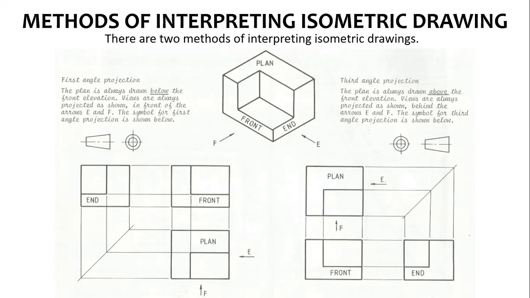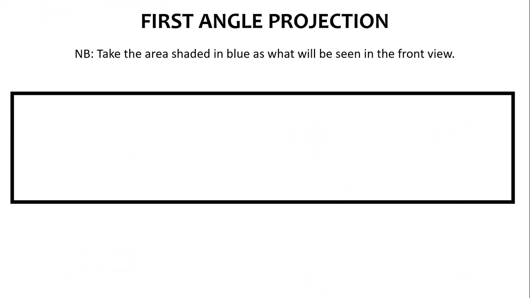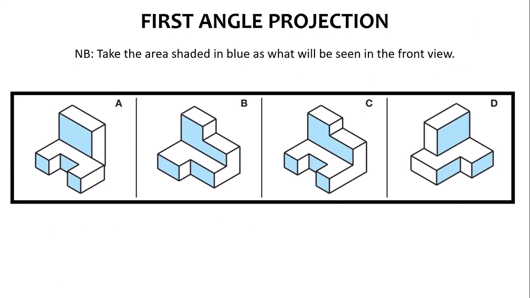These principles are much understood if you do some practice and you see the drawings being made. So in the last remaining minutes of this video, we're going to do some practice. We're going to start with first angle projection, and we're going to be drawing some of these. We've got 4 drawings, A, B, C, and D, and we're going to take the shaded part in blue as our front. I'm going to do A, B, and then try doing C and D.